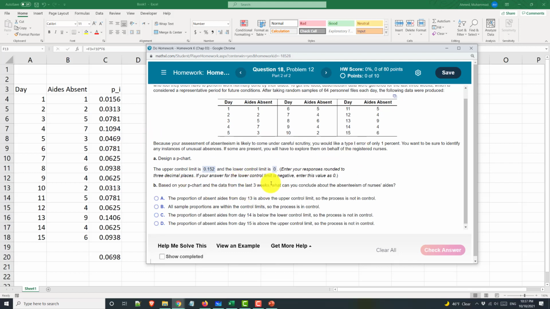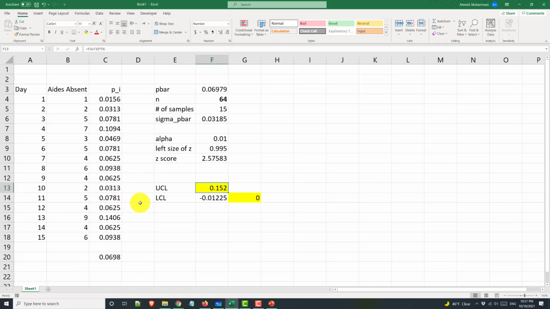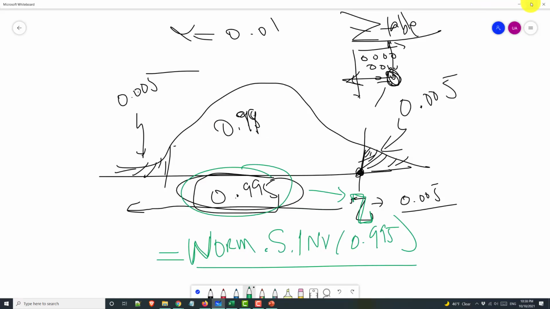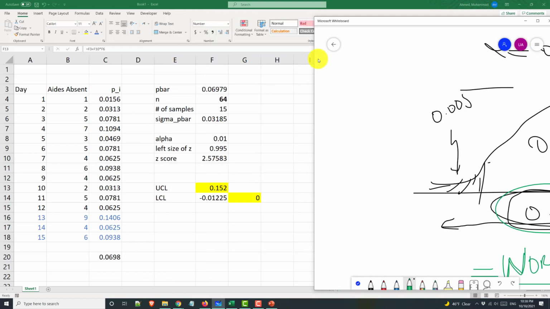Now it tells us that for the last 3 weeks, what can we conclude? So we want to look at data of 9, 4, and 6. Basically what you want to do is for the last 3 weeks, calculate the proportion of each week. So 9 divided by 64 is 0.14, 4 divided by 64 is 0.06, 6 divided by 64 is 0.09, and you want to compare these values with the upper and lower control limit and see if they are within the control limits or not.